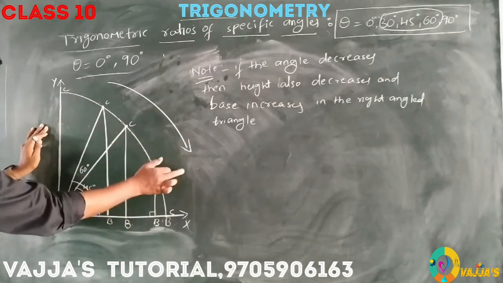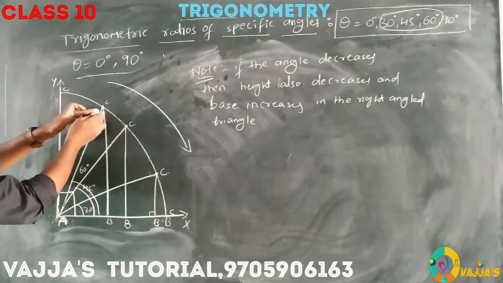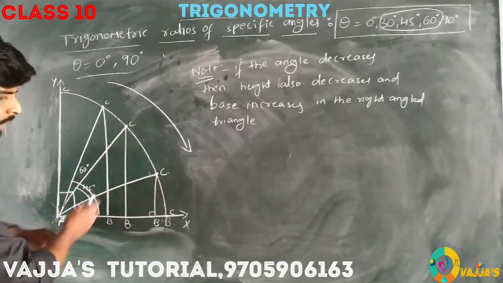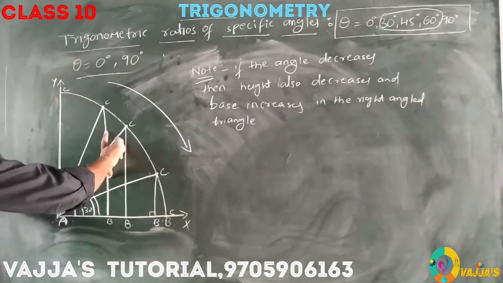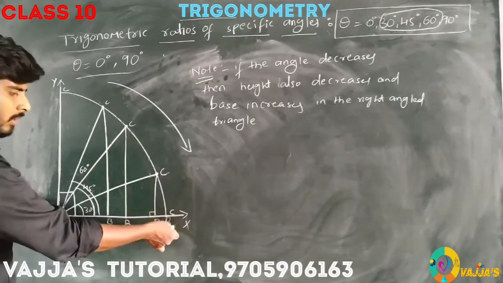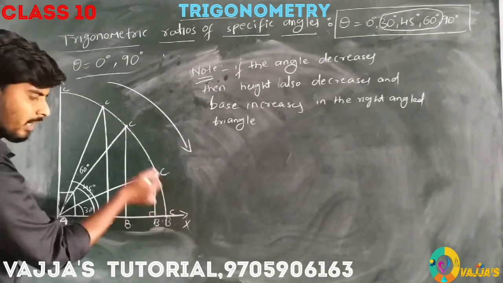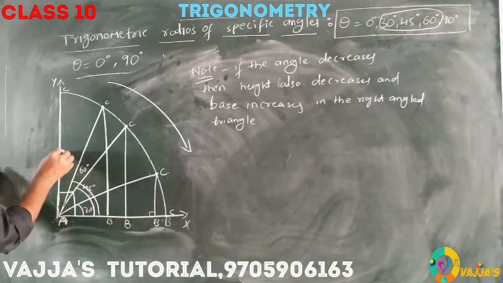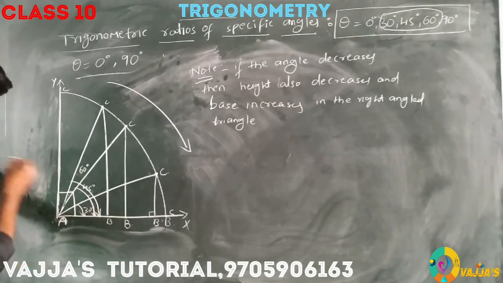Look at here, this direction. Okay, so angle is gradually decreasing, the height is also decreasing gradually, finally height becomes 0. Height is nothing but here BC becomes 0. It means the vertex B and C coincides here. Okay, angle is decreasing here, direction is this direction.